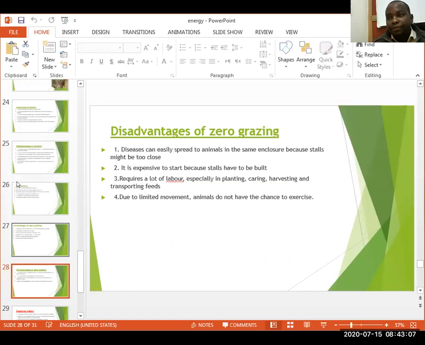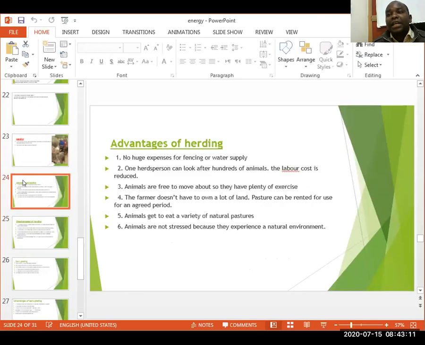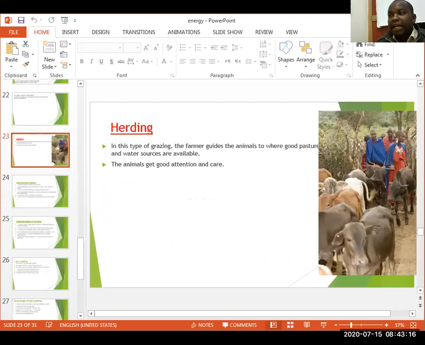Then we also looked at herding as a method of grazing, whereby we say that in this type of grazing, the farmer guides the animals to where good pasture is. Then the animals get good attention and care.